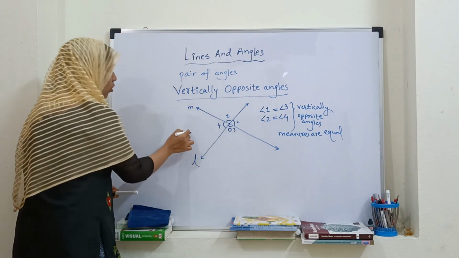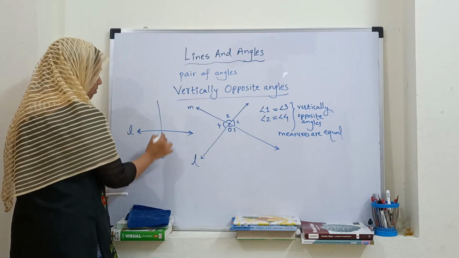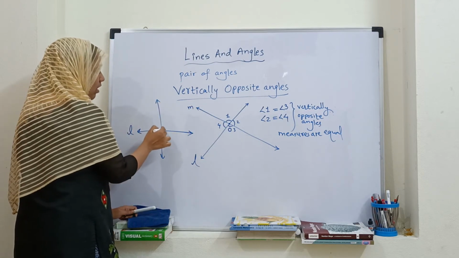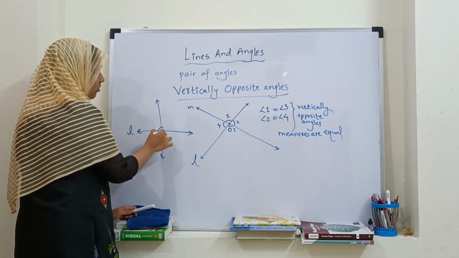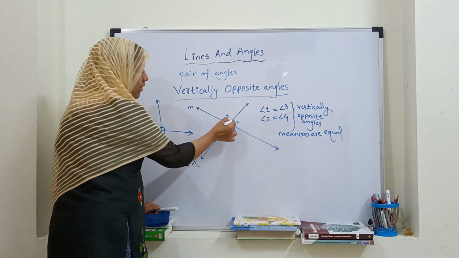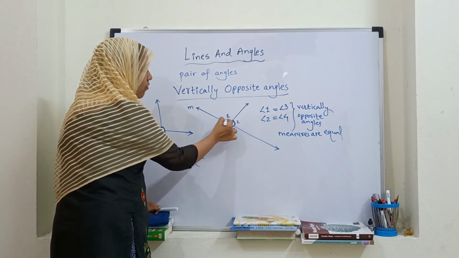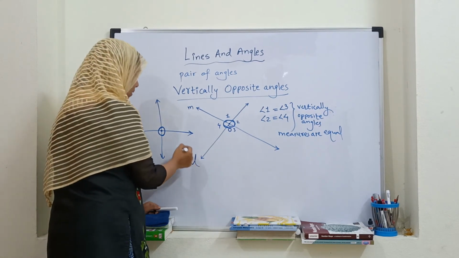And in this diagram you observe, suppose our lines are like this. Again, two lines are cutting each other. Then you observe the angles around a point are going to be 360 degrees. That means you can say that the sum of all four angles is always equal to 360 degrees.